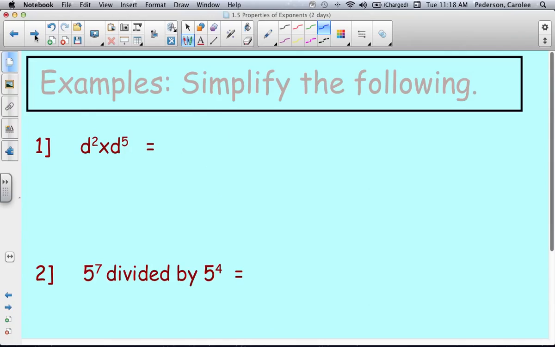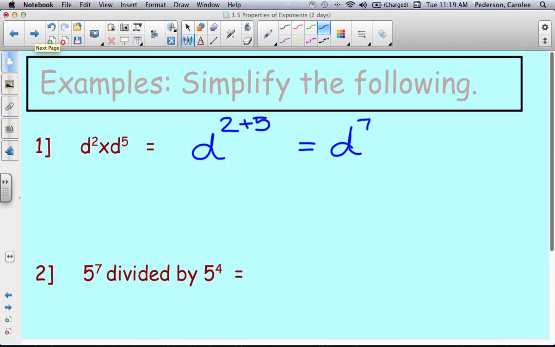What we're going to do on the next few slides is use these properties to simplify exponentials. So the first example we have is d squared times d to the fifth. And we want to use those properties on the last two slides. One of the properties says if I have an exponential raised to some power, with that same exponential base raised to a power, then I can add those exponents together. So I can add the 2 and the 5 together. So I get d to the 7th.